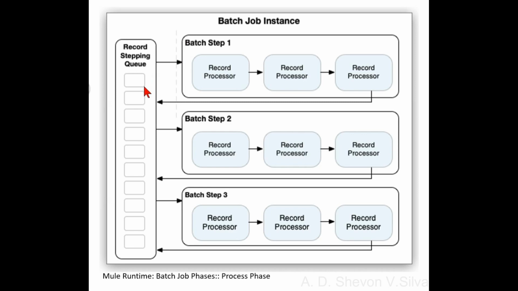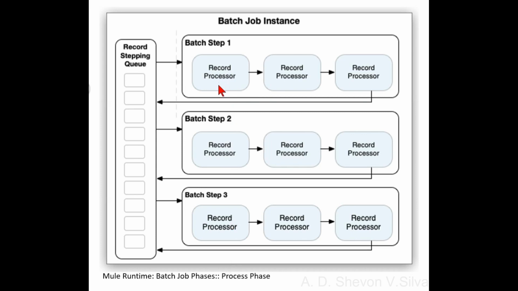Within the batch step component, processing takes place in parallel at the block level, but records within each block process sequentially by default. Mule uses auto-tuning capabilities to determine how many threads to use and the level of parallelism to apply.